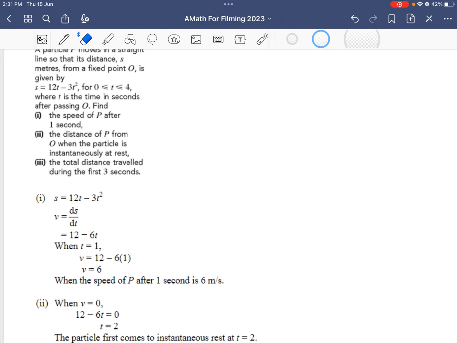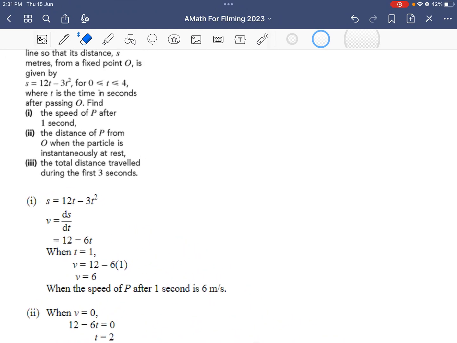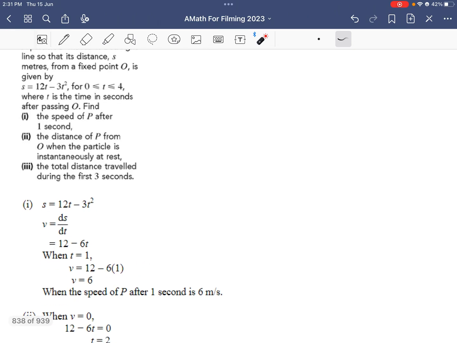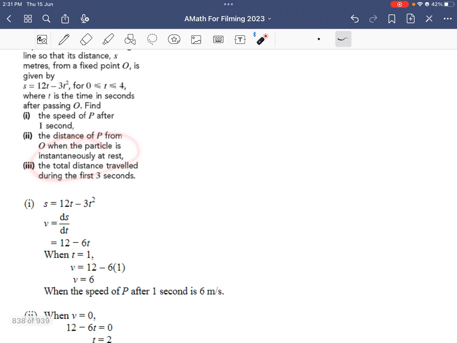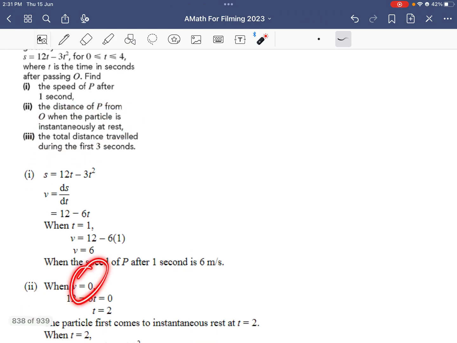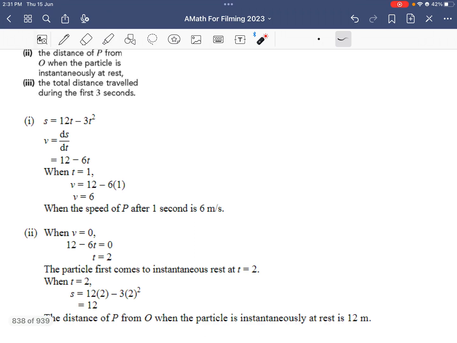Okay, for the first part here is this. The speed of p after 1 second, since we are given the displacement, differentiating will give you the velocity. So for the velocity after 1 second, you substitute t equals 1 into the velocity, and the speed is 6 meters per second. Now, when the particle is at rest, it means that velocity is 0. So I take my velocity function equals 0, and t equals 2 seconds. Hence, the particle comes to rest at t equals 2 seconds.